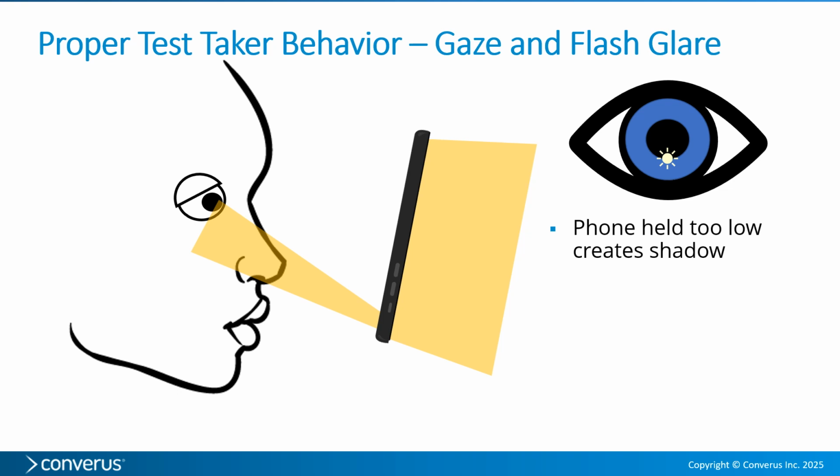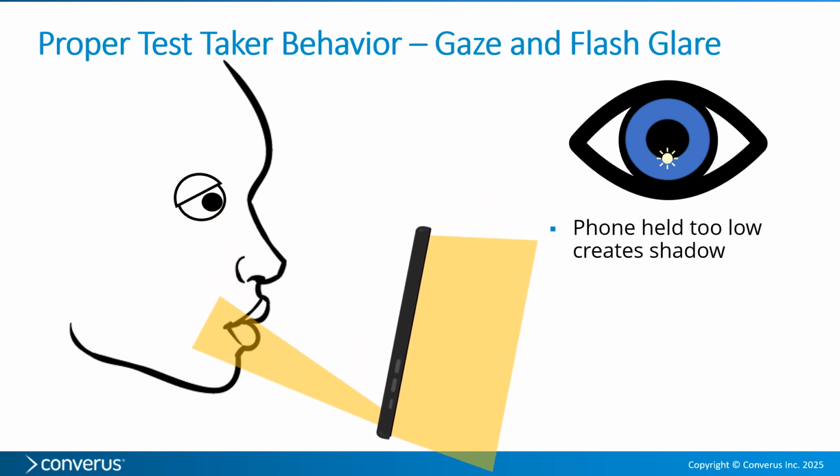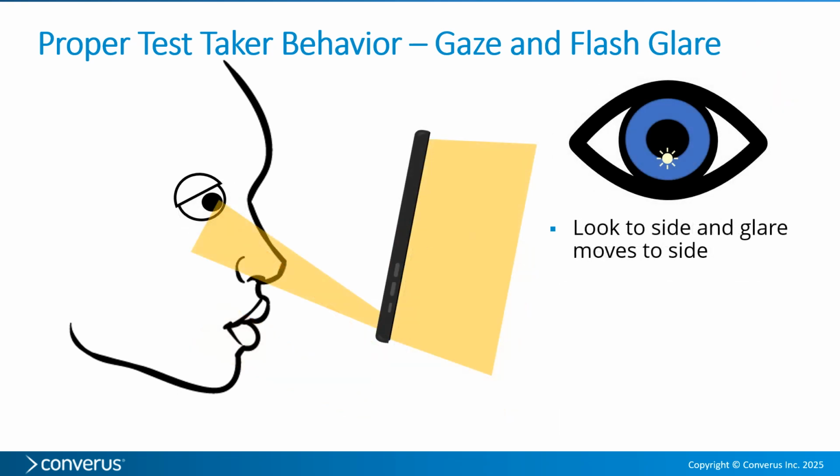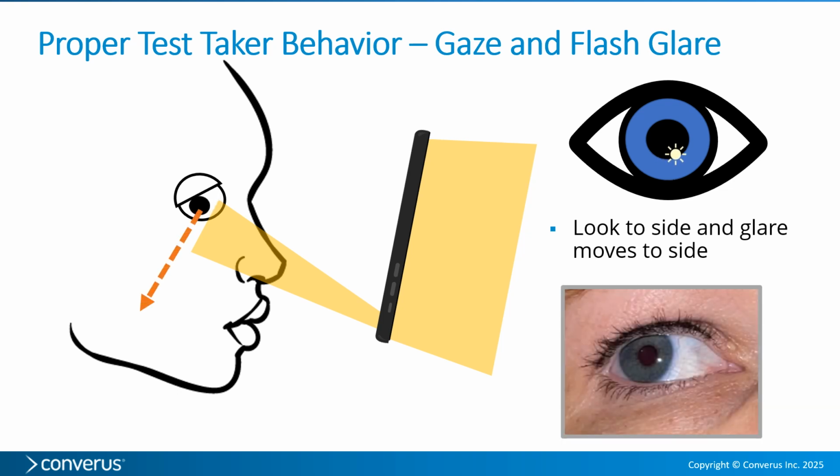If the person looks 2 inches above the camera, but the phone is held too low, the glare is in the right spot, but there is too much shadow on the eye. And if the person looks to the side, the glare moves to either side of the pupil depending on where they look. This is not ideal either.